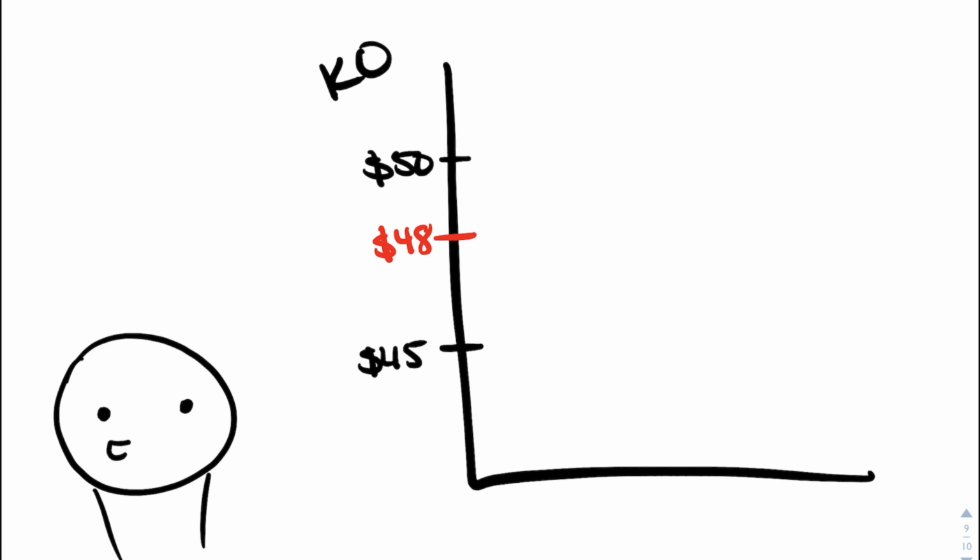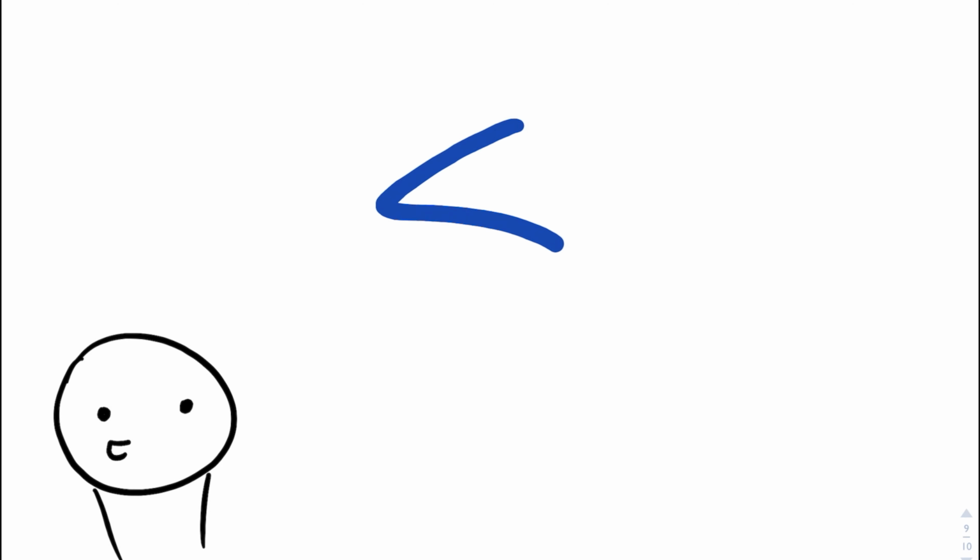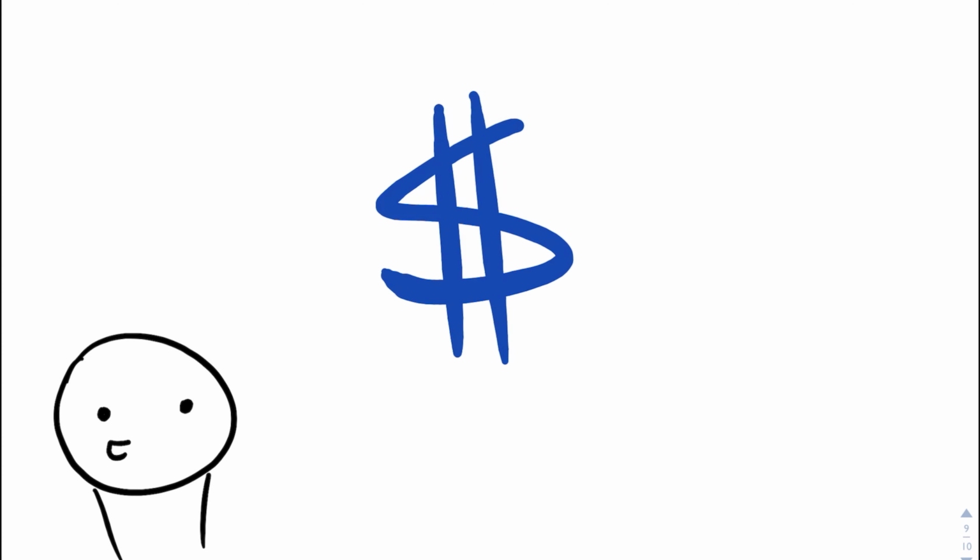But if the price increases to $52, then your trailing stop order trigger will increase to $50. Now, your trailing stop orders don't have to be set based on the dollar amount. You can set it based on percentages too, but it's always relative to the market price. And that's it, folks. Those are the different order types.